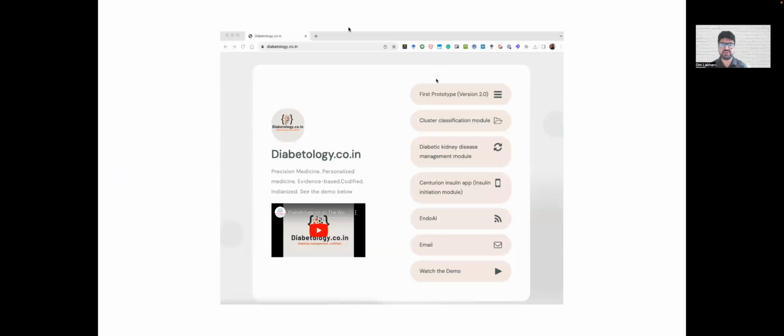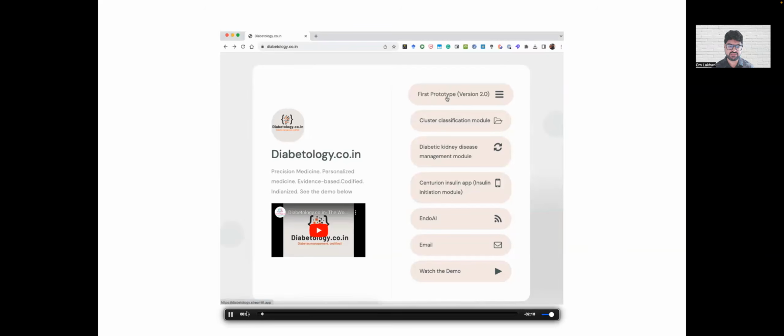Now, we are trying to develop an automated system. Like I said, the concept of 1 plus 1 is equal to 2 is what we are trying to develop. In that regard, we have developed one very useful module for diabetes management, known as diabetology.co.in. If you're interested in this project and would like to contribute more, send me an email and I would be happy to share the details.